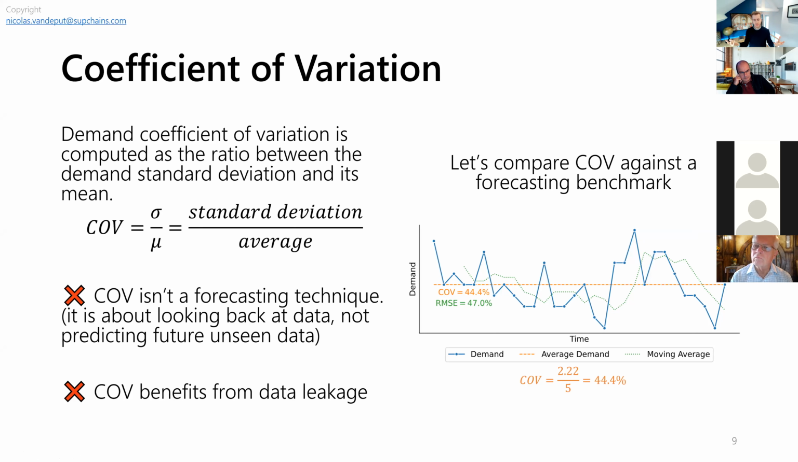You never do such a thing. When you use a forecasting benchmark like a moving average, you take the average of 3 months to forecast the next month. You have no data leakage. You never see the future. Whereas when you do COV, you take the whole demand of 2021 and then compare it to the mean of 2021. So basically, it's like forecasting in the past. It's much easier. So COV gets an advantage over any other technique. And that's why COV is not a forecasting technique, because it's basically making a forecast while already knowing the future. But it gets worse.